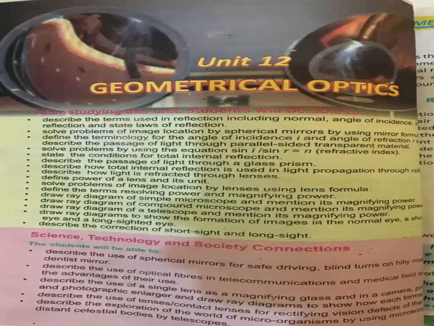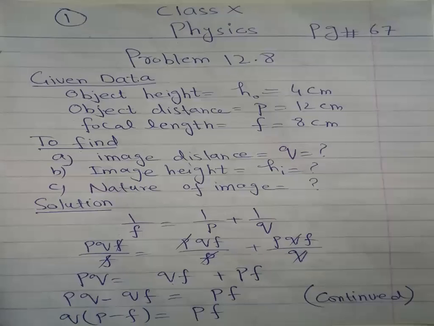This is the chapter we are doing, unit 12. The name of the chapter is geometrical optics. And today we will solve problem number 12.8, which is on page number 67 of 10th class.